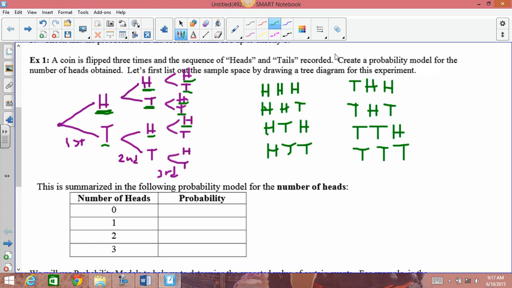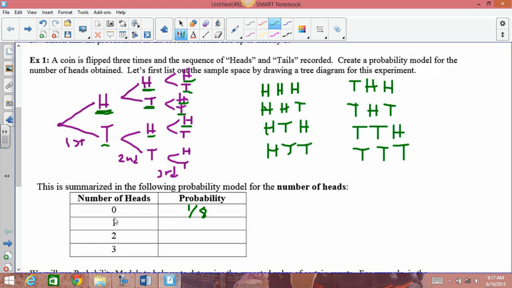All right, so we are looking for the probability model for the number of heads. As you can see here from our sample space, it's possible to get no heads at all, just 1 head, or 2 heads, or all 3 of them to be heads. So these are my different possibilities. I can get 0, 1, 2, or all 3 of them to be heads. So now I want to go through and calculate the probability of getting 0 heads. Well, as you can see, that happened 1 time. So 1 out of 8 total possibilities.